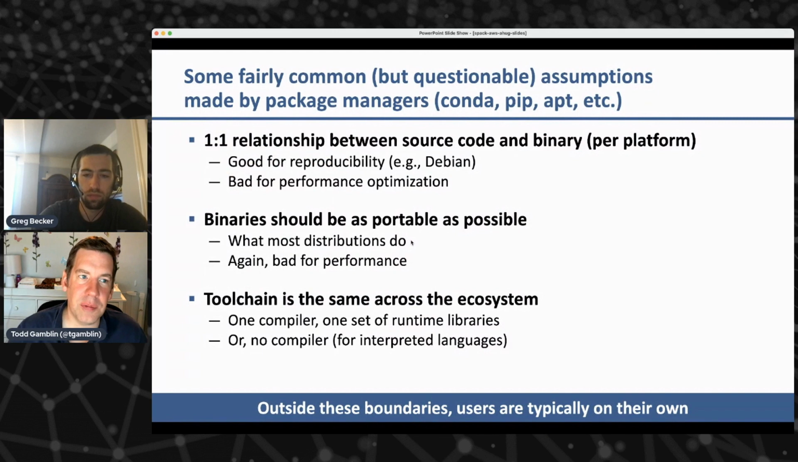Spack is different because it violates some of the assumptions made by traditional package managers that really get in the way for HPC. If you look at Conda, pip, APT, or systems like that, there's kind of a one-to-one relationship between source and binaries. You have source, you compile it, you build a portable binary, you stick it in your distribution, and people just use that and upgrade it over time. They try to make the binaries portable, which also means unoptimized. And there's generally just one tool chain for your typical Linux distro. And outside these boundaries, you're typically on your own, and that's why HPC builds tend to be hard.